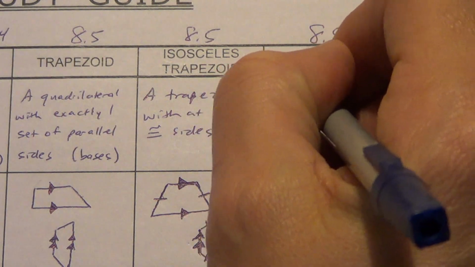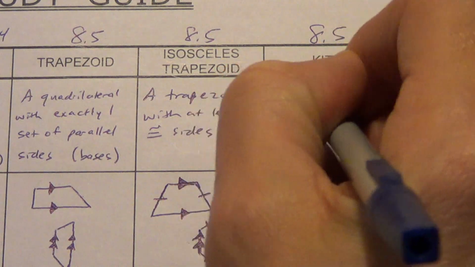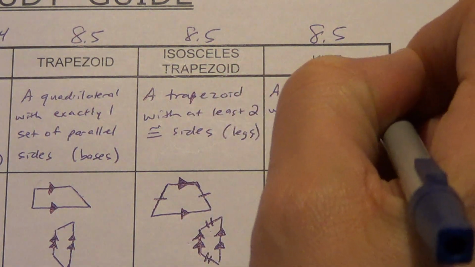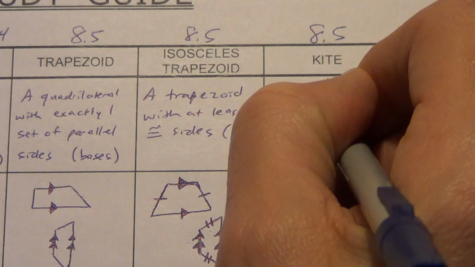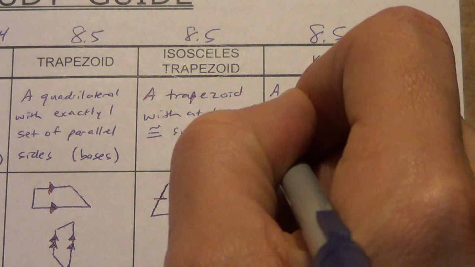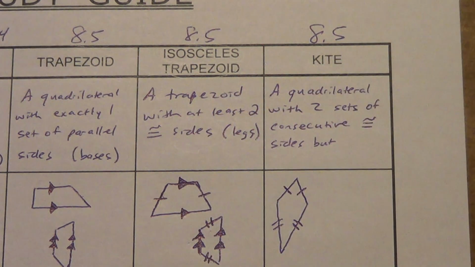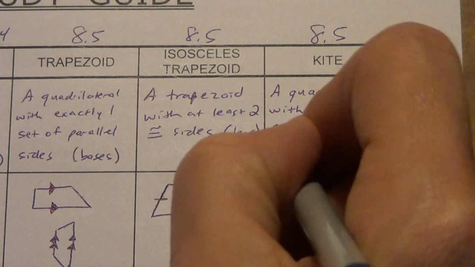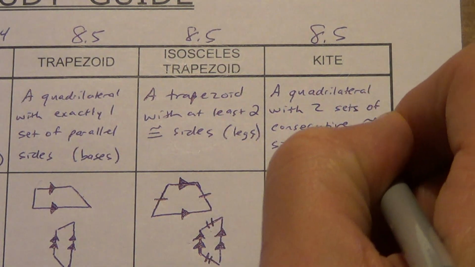A quadrilateral with two sets of consecutive congruent sides. But, and you could say this two different ways here. You could say, but not all four sides are congruent. Or you could say something like, but no parallel sides. I'm going to go with, but not all four sides congruent.